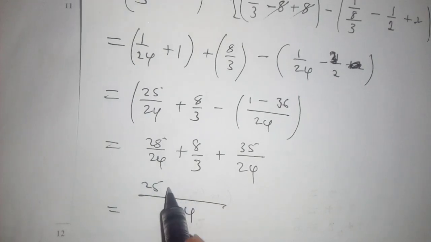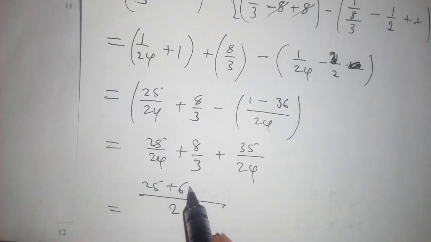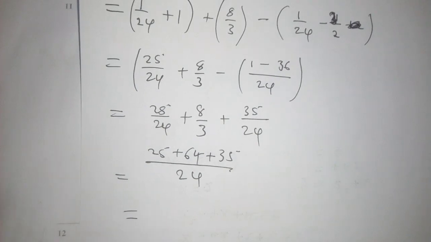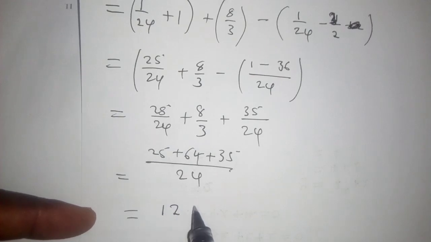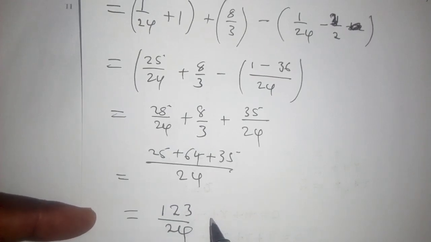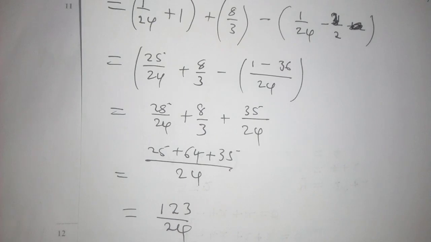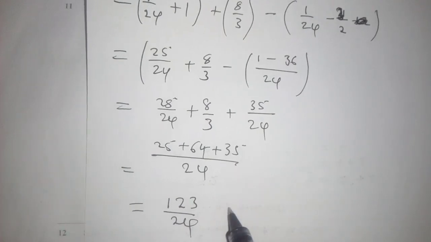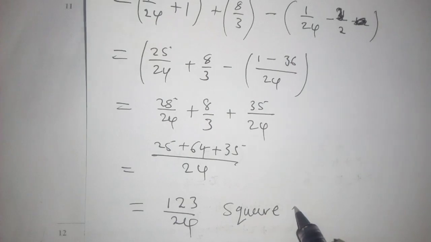Here it will be 25 plus 3 into 24. 3 into 24, it's 8 times 8, it's 64, plus 35. And we work out what is on top there: 64 plus 25 plus 35. It is giving us 123 over 24. So this is our solution. So we can say square units.